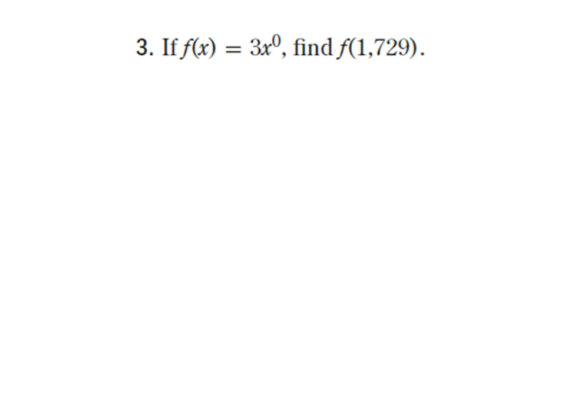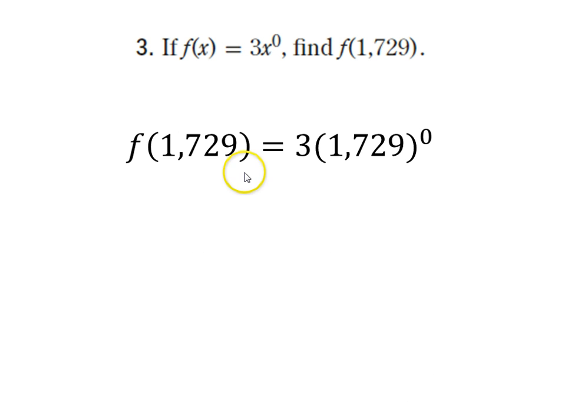Number 3, if f of x is equal to 3 times x to the 0 power, we are asked to find f of 1,729. This is in function notation. We are given a function here, we are given a value of x here, and we are to plug that into the function and find out what our output will be. So if we're given a function, we're given a value at which to evaluate the function, we're going to plug that value into the function.